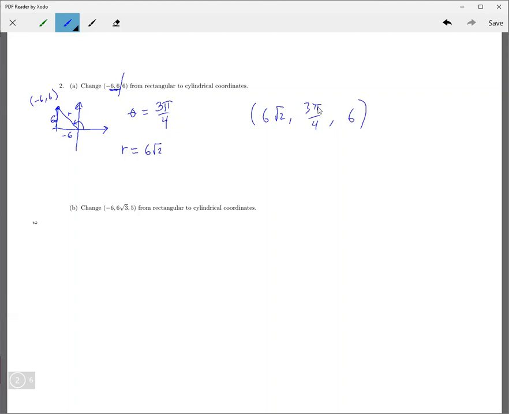Okay, do you want to do B together or do you want to do that on your own later? I'd say together. Together, okay. So here's the positive x-axis and here's the positive y-axis. And just looking at these 2 points, it's -6 and 6√3, so that's up 6√3.